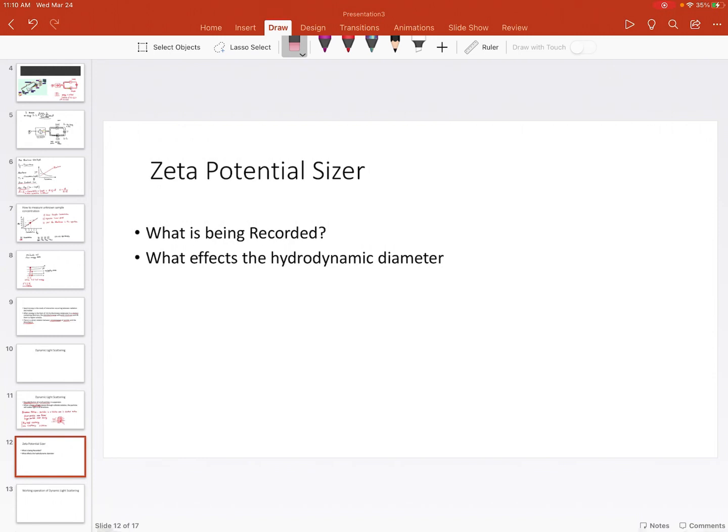So the technique that we discussed is dynamic light scattering, and the instrument that uses this DLS technique to measure the size of particles is called the Zeta potential sizer. So the Zeta potential sizer uses the DLS technique to measure the size of particles. The question is, what is actually being recorded using the Zeta potential sizer? The answer is the instrument actually records and reports the hydrodynamic diameter of a particle.